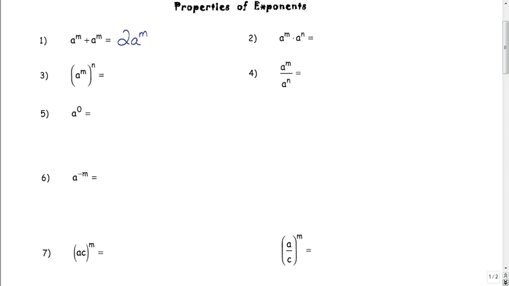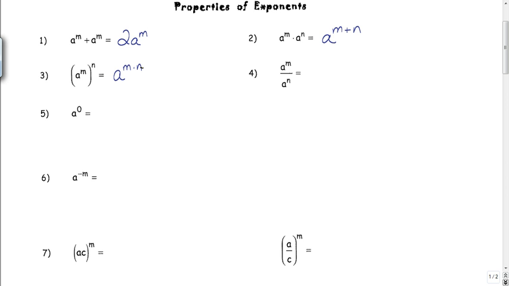So, what do you do if you're multiplying the same variable that has different exponents? The answer, you add them. So this is a to the m plus n. When you multiply a variable with exponents, you add the exponents. When you raise a variable to an exponent to another exponent, that's when you multiply. So this is a to the m times n.